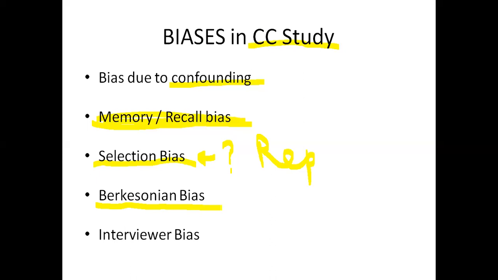So the take-home message from the Berksonian bias subtopic is that whenever you read or interpret the result of any case control study, you have to make sure what the study setting was. Was it a community-based study or was it a hospital-based study? If it was a hospital-based study, then the results are more likely to have various kinds of biases, and one of those is the Berksonian bias.